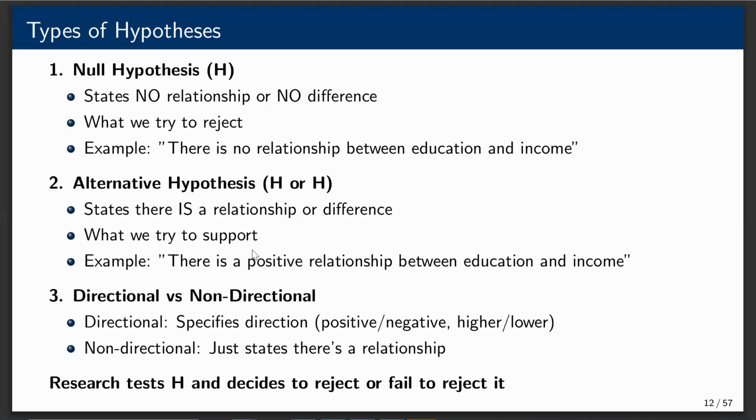And third, directional and non-directional. A directional hypothesis specifies the direction, whether the relationship between the independent variable and the dependent variable is positive or negative, higher or lower. A non-directional hypothesis just states there is a relationship.